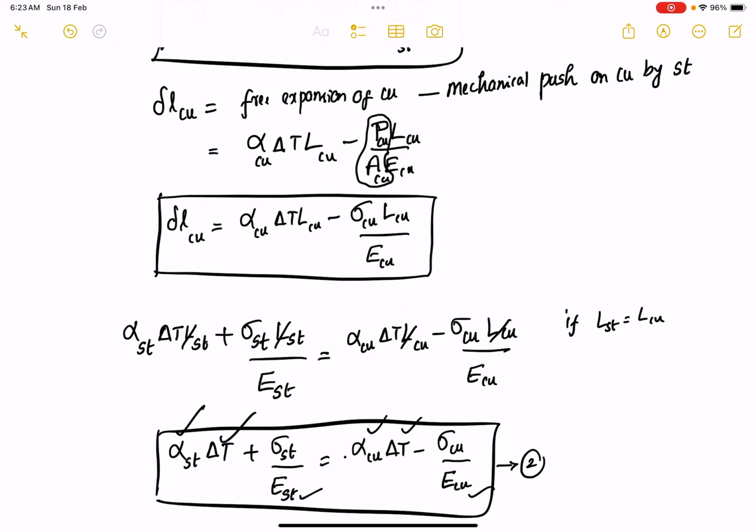Okay. So in the next part of the video, we will see what happens if, besides the thermal load, besides the mechanical push on copper by steel and the mechanical pull on steel by copper, there is also a mechanical load acting on top of this. If the composite bar is physically loaded and you are also going to increase the temperature, then what happens? How do you find the stresses? We will look at that concept in the next video.